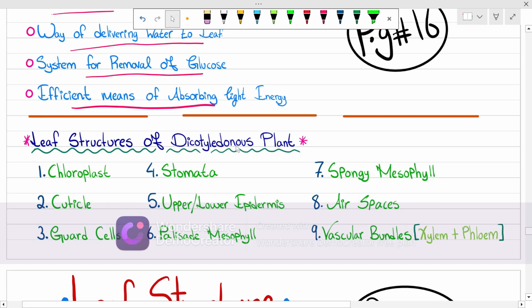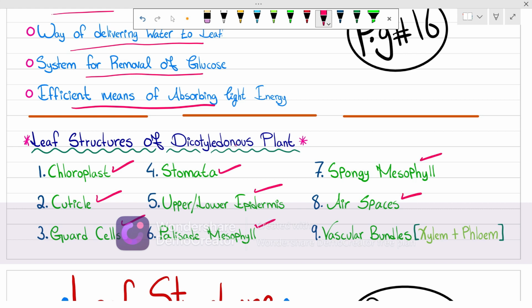The leaf structures present in a plant are chloroplast, cuticle, guard cells, stomata, upper and lower epidermis, palisade mesophyll cell, spongy mesophyll cell, air spaces, and vascular bundles, xylem and phloem.